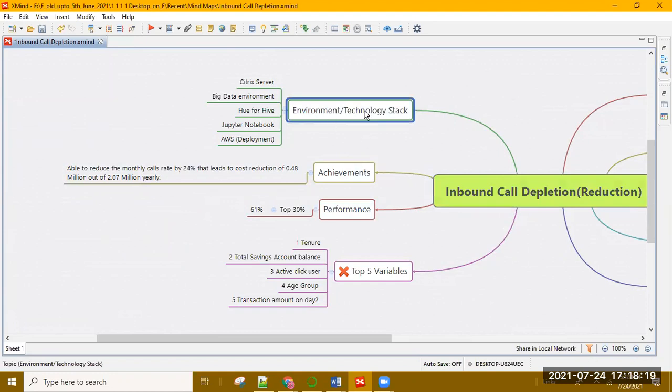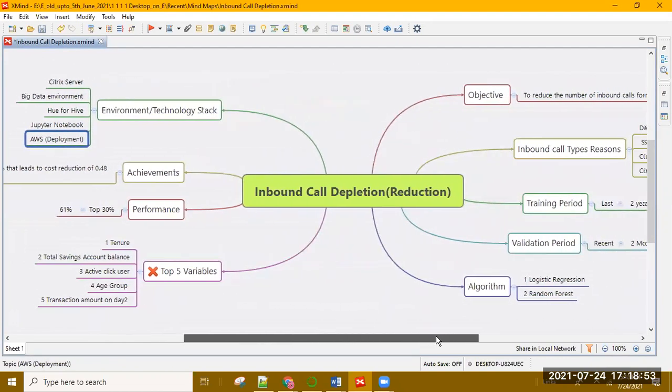Then what are the technology or environment you have used? Okay, Citrix server. This one you can leave out, because we are using Citrix just to connect to the remote server. Then we are using a big data environment. In big data, you know, right? For SQL and all, we use Hive actually. There is something called Hue that we use for Hive purposes, like SQL queries. Then for Python, we used Jupyter Notebook. Then for deployment, we are using AWS. So basically, we are using Hive for queries, Jupyter for Python code, and AWS for deployment. So this is about the project explanation.